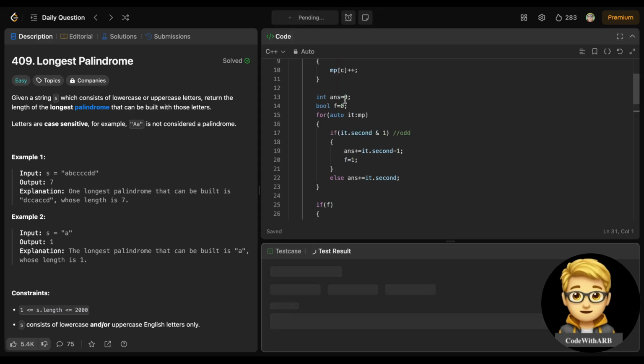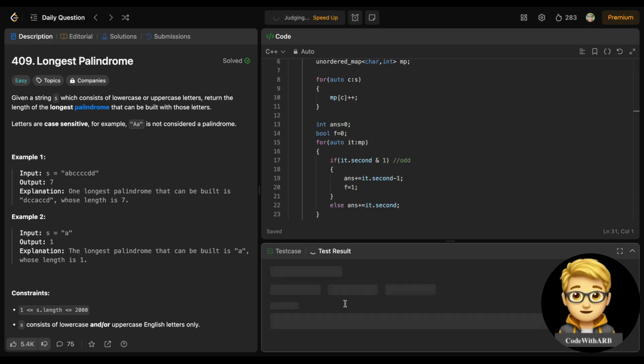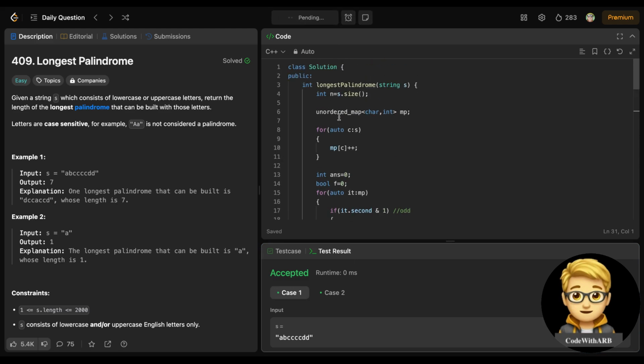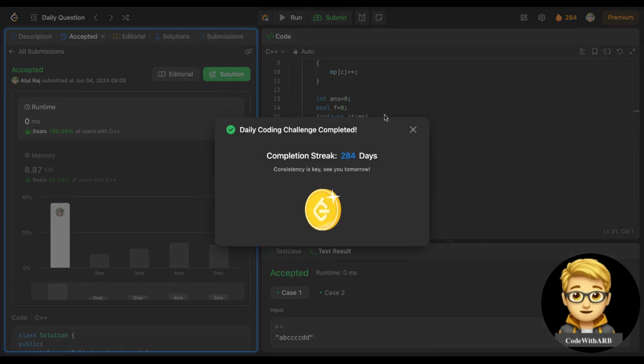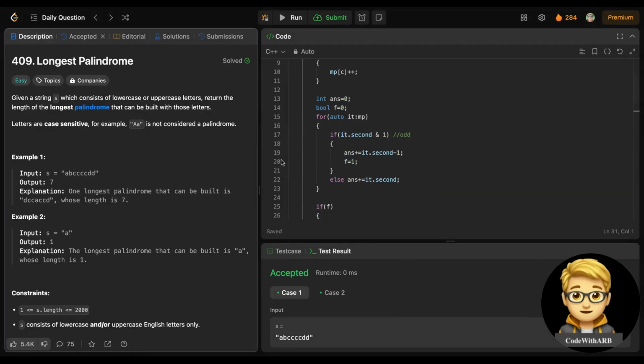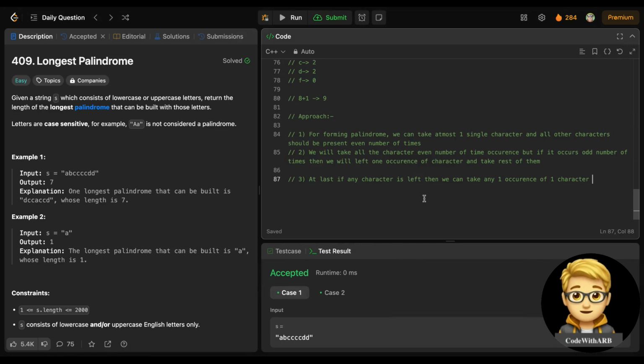Let's try to run this. We have passed the sample case. Let's submit it. Yeah, we have successfully passed all the cases. So what are the time and space complexity of this approach?